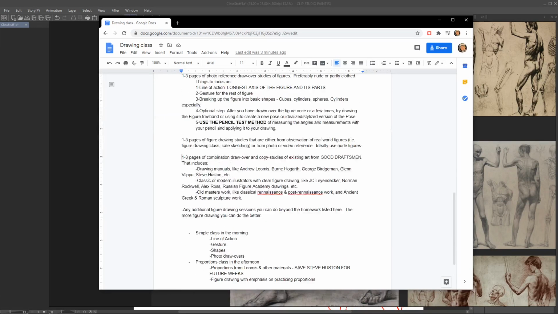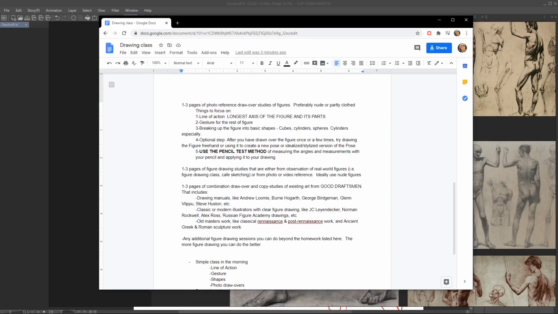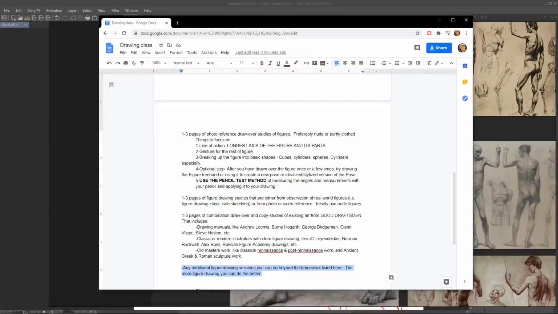And then there's also, in addition to the stuff I listed above, any additional figure drawing sessions you can do beyond the homework listed here. The more figure drawing you can do, the better. But this is something to give you a pretext of something to use throughout this week.